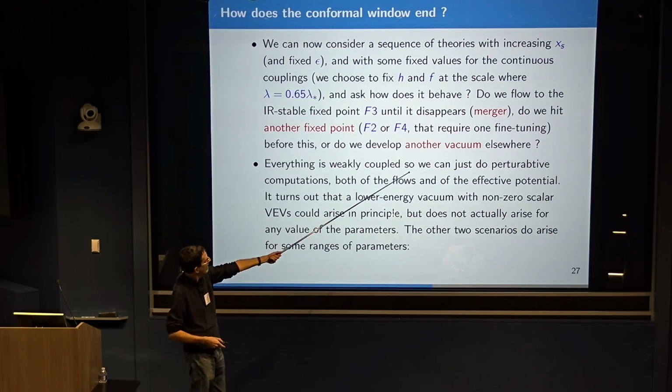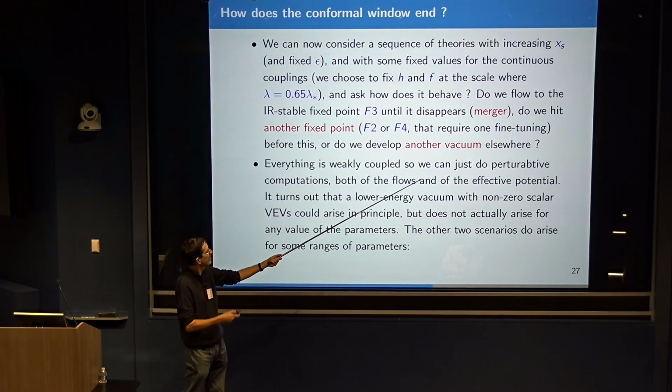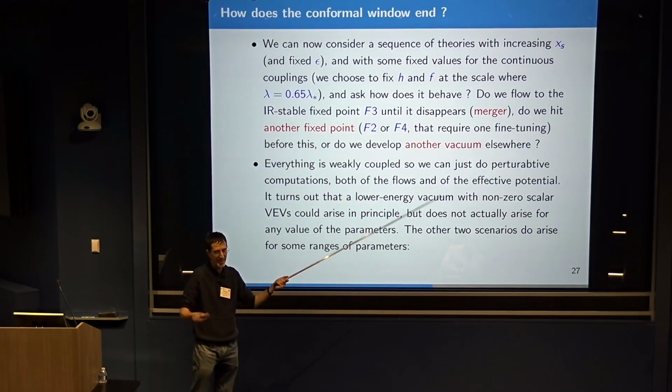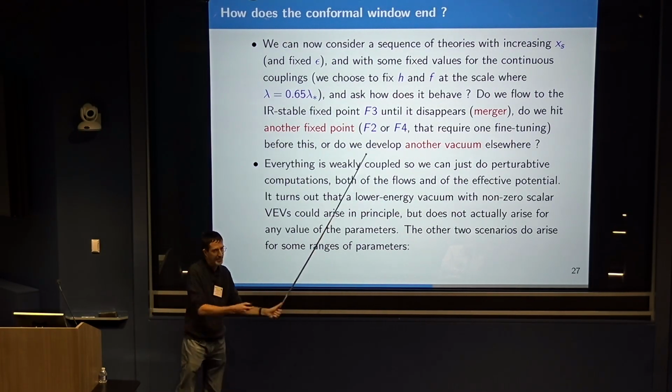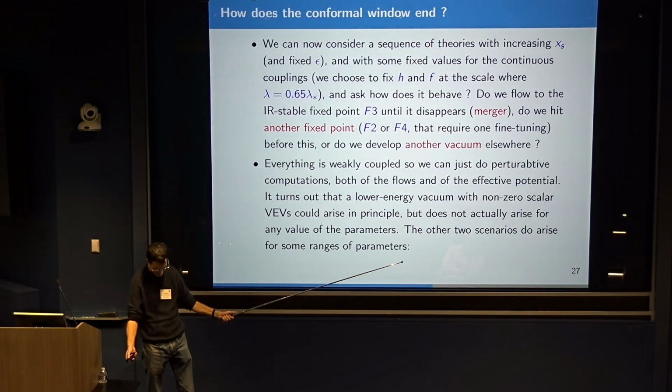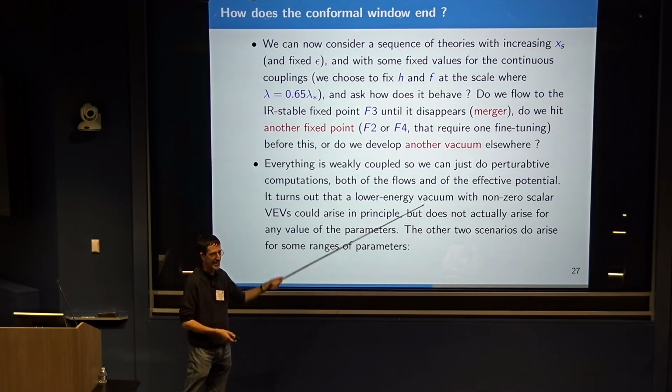And of course, the other two scenarios would imply that we actually don't flow, that the flow actually ends by forming another vacuum somewhere else. So that's also a possibility. And all of these possibilities in this example can just be tested analytically, because we can compute exactly the beta functions. We can compute exactly the effective potential.